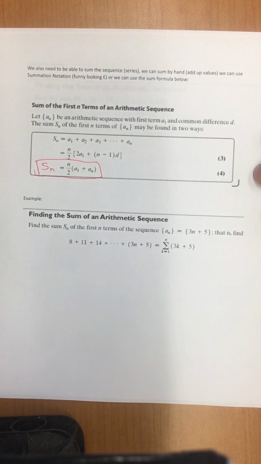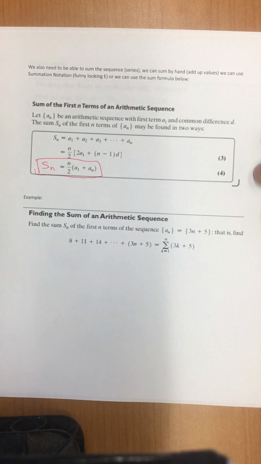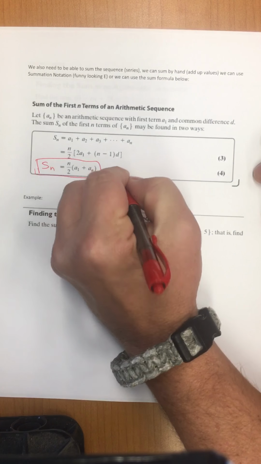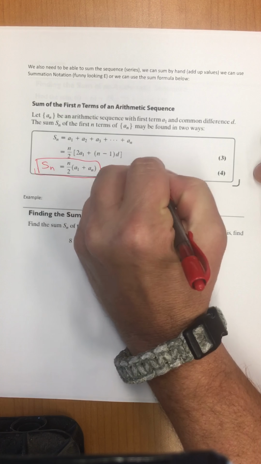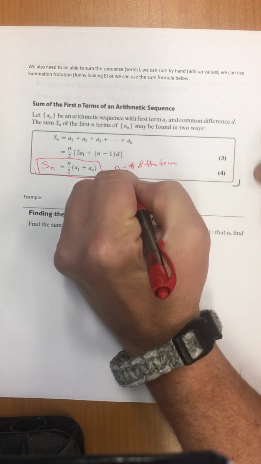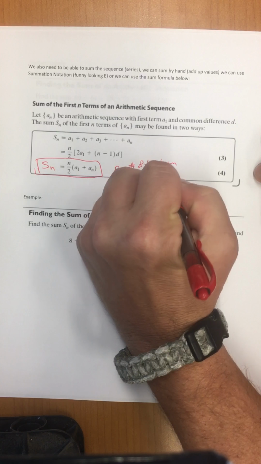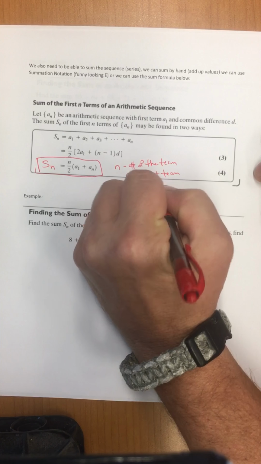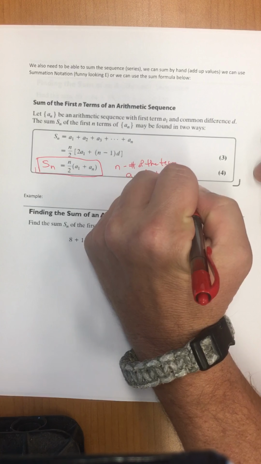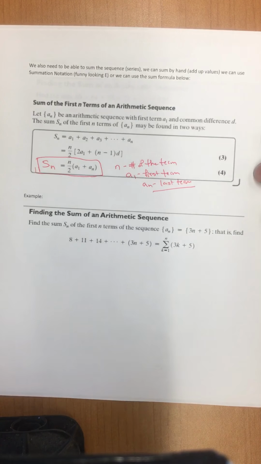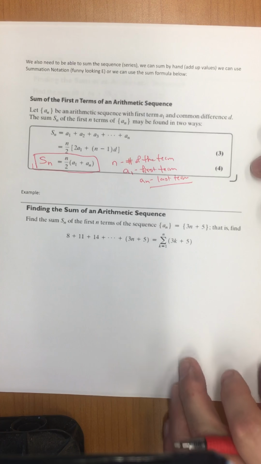The formula is S sub n equals n divided by 2, times a sub 1 plus a sub n. Again, n is the number of the term. A sub 1 is the first term. A sub n is the last term. So again, if I'm going to add up the first blank terms, I'm going to use this one. Let's do an example.